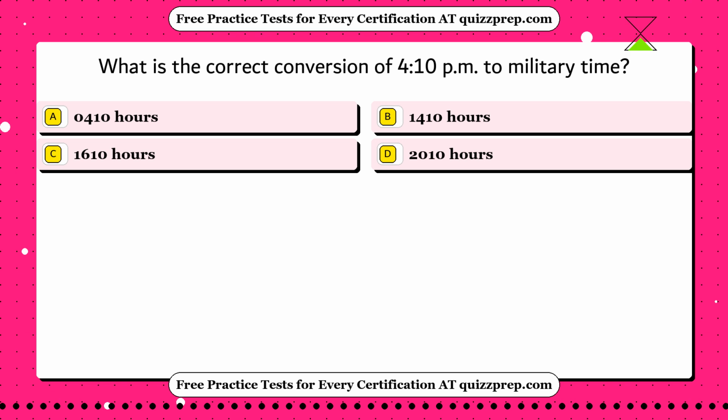to military time? Option A, 0410 hours. Option B, 1410 hours. Option C, 1610 hours. Option D, 2010 hours.